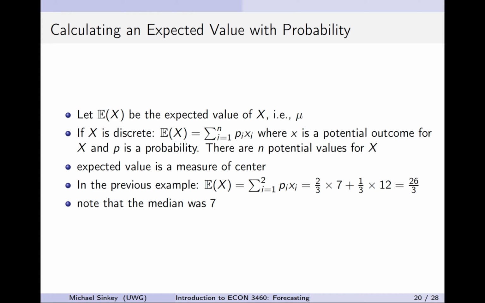This is how to calculate an expected value for a discrete probability distribution. You take the probabilities times the different outcomes x, and you add them all up. The set of probabilities and x's is the probability density function.